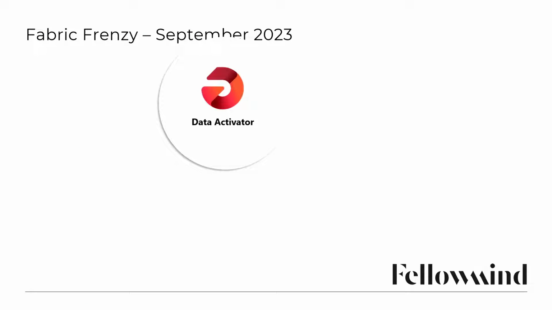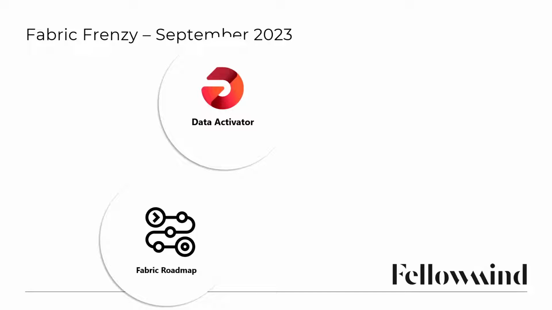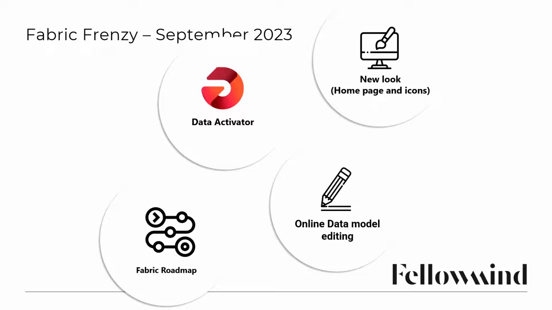So in October, we now have the Data Activator. We got the release of the Fabric roadmap. We got the online data modeling editing capabilities in Power BI, the new and fresh look for the homepage and icons in the Power BI service, and finally, the release of the semantic link. What all of these are and how we can use them is what we will spend the next few minutes on. So let's start with the first one.